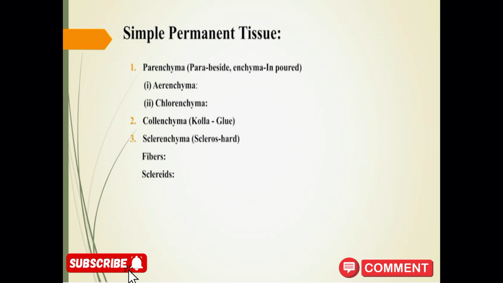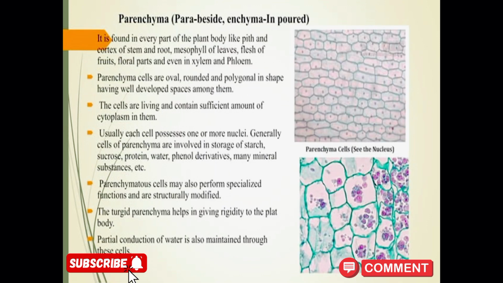So simple tissues include parenchyma, which is further divided into parenchyma and chlorenchyma, then collenchyma, and sclerenchyma, which includes fibers and sclereids. Parenchyma is found in every part of the plant body, like the pith and cortex of stem and roots, mesophyll of leaves, flesh of fruits, floral parts, and even xylem and phloem. Parenchyma is derived from two Greek words, para meaning beside and chyma meaning infusion. Parenchyma cells are living cells with a thin cell wall, known as parenchymatous cells.